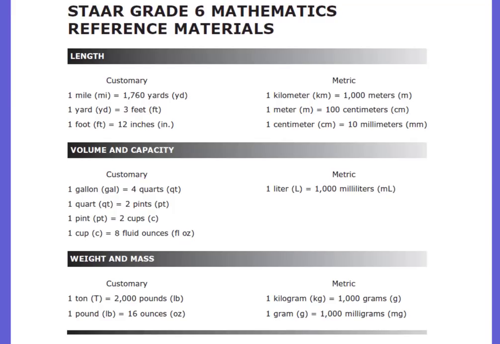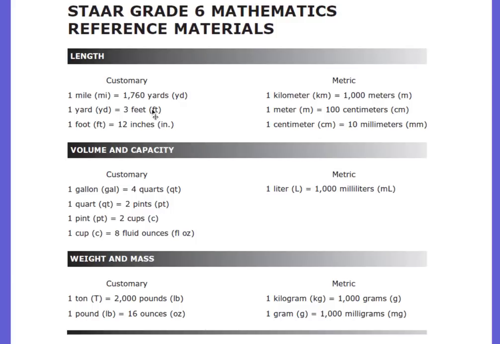Okay, let's talk about the different types of measurements. So this is our STAR 6th grade mathematics reference chart, and it shows you the different measurement systems. We have the customary measurement system over here on the left side, and we have the metric system on the right side. Why do we have two different measurement systems?